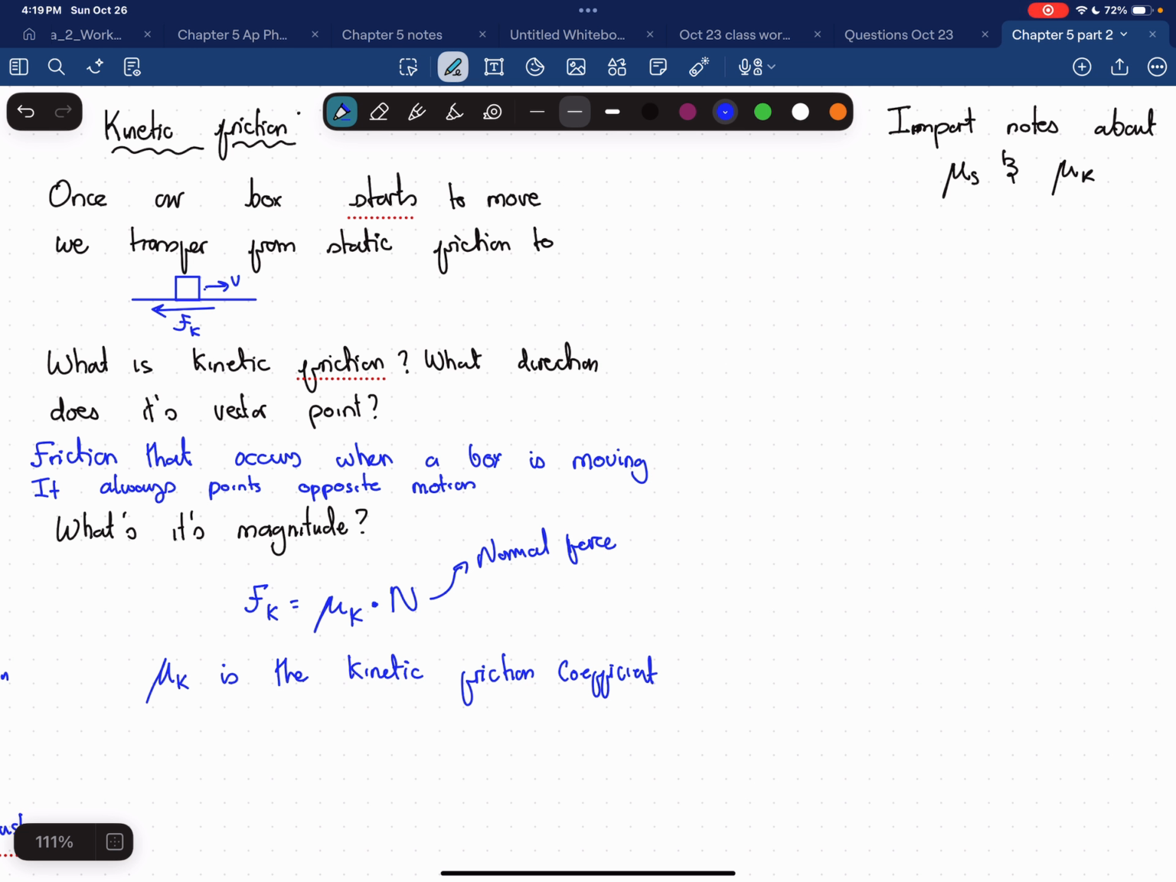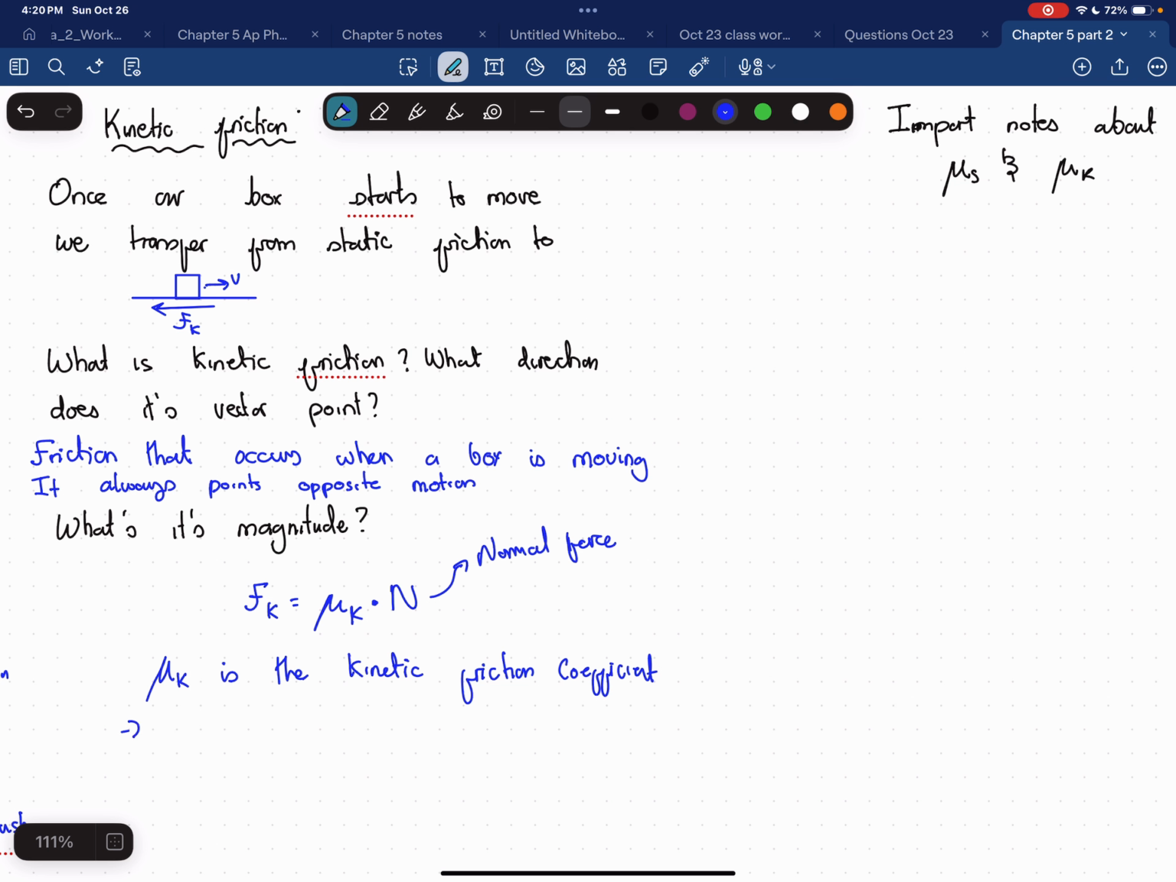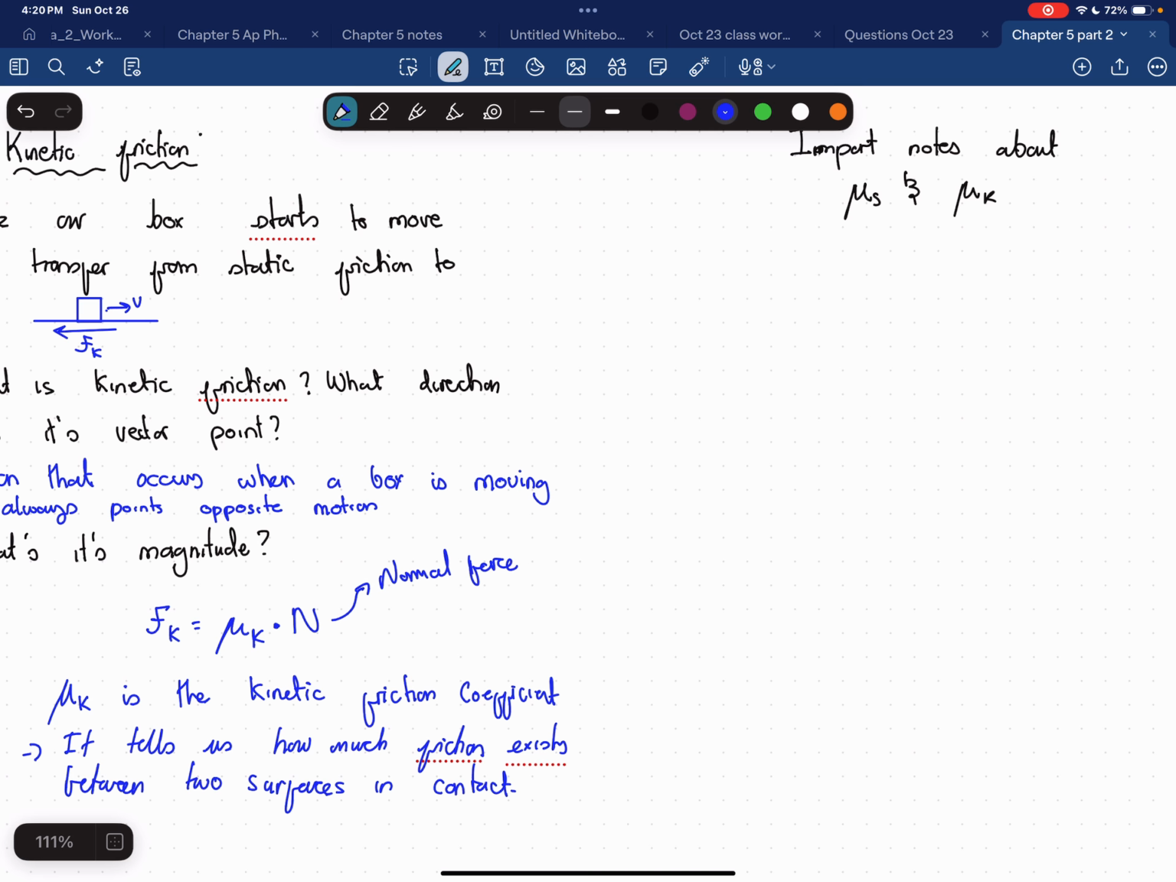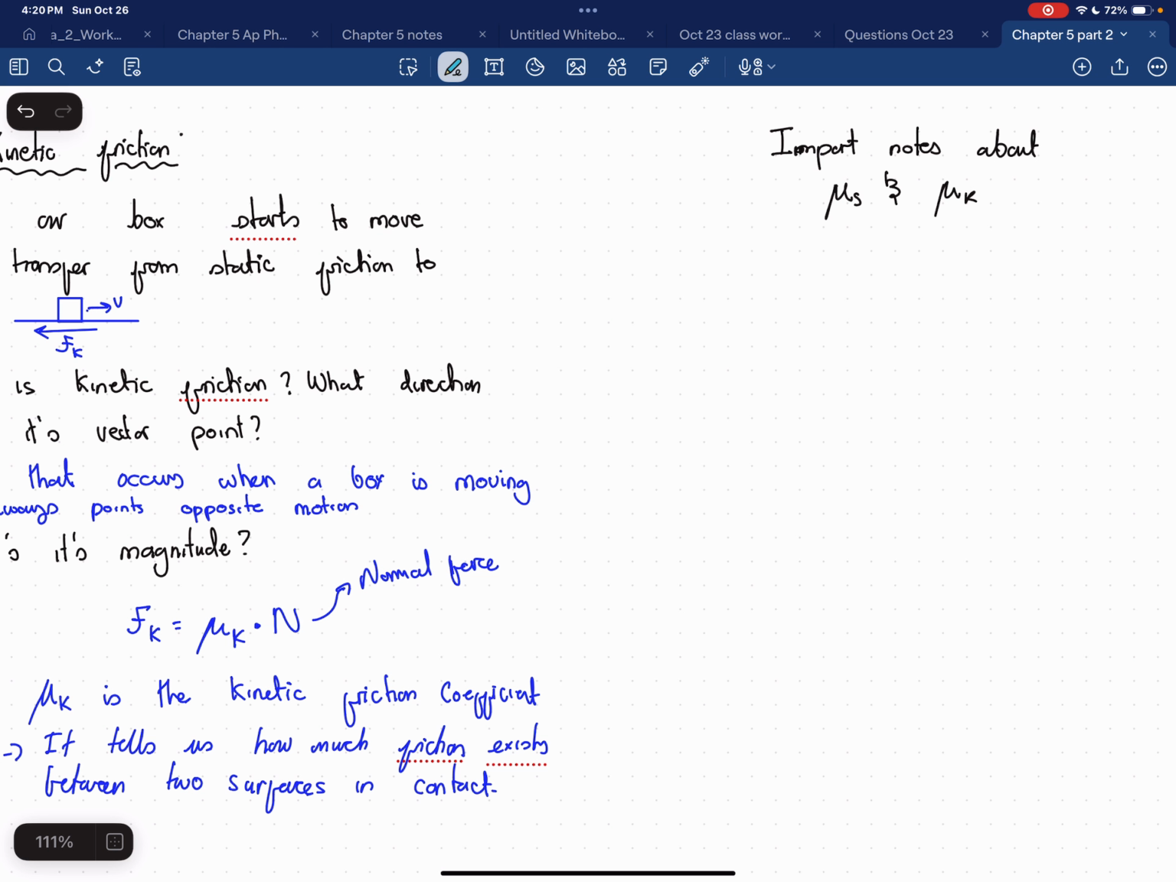Similar to static friction, this tells us how much friction exists between two surfaces in contact. That's mu sub k.